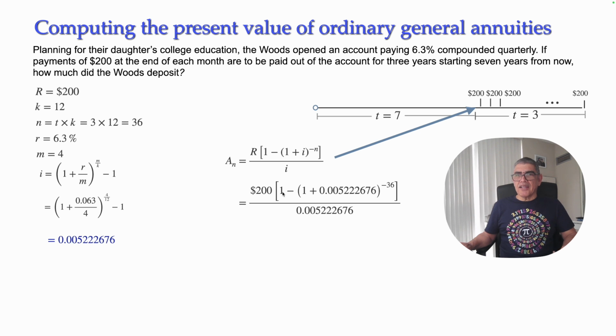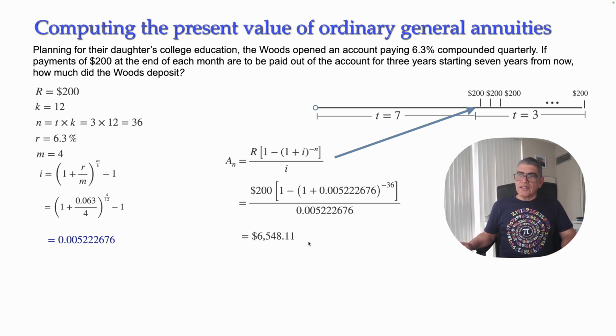200, open bracket, 1 minus, open another bracket in your calculator, 1 plus. It will be a good idea if you put this number in the memory of your calculator. I explained in another video how to do it, and also how to use it to compute this present value.